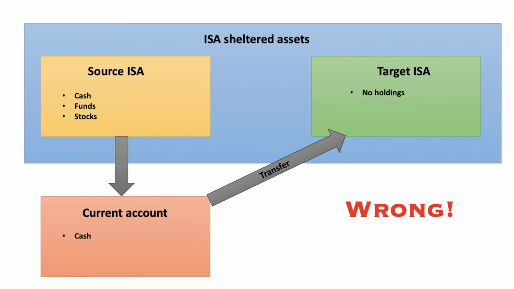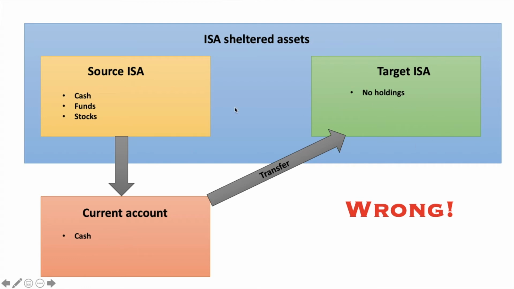Now the problem with this is that the moment you withdraw any funds from an ISA account, you lose the benefit of those ISA funds. So after you've withdrawn it, those funds are not considered to be sheltered. So any funds that you're now transferring back into the ISA will be utilizing your current year's allowance.